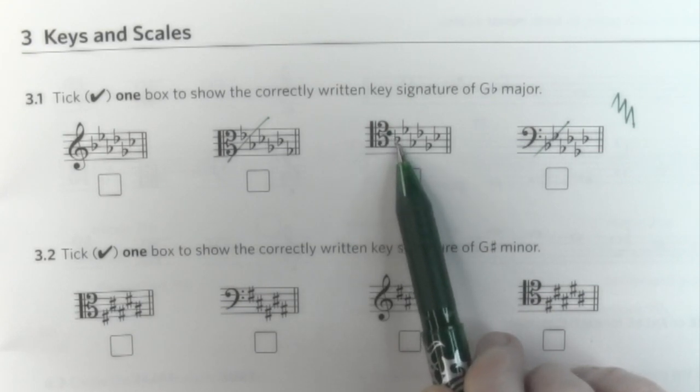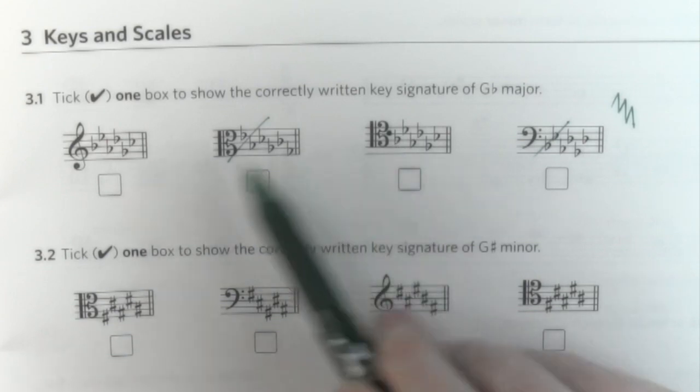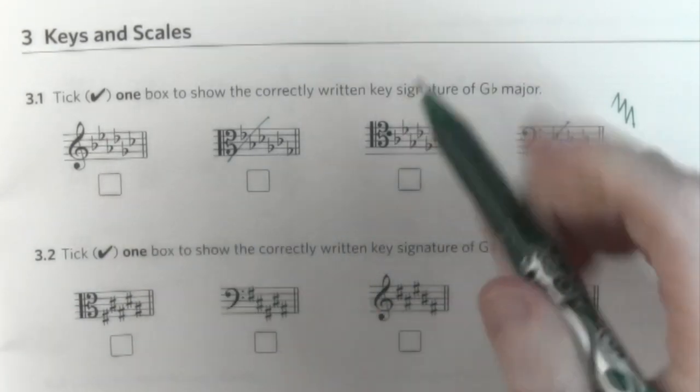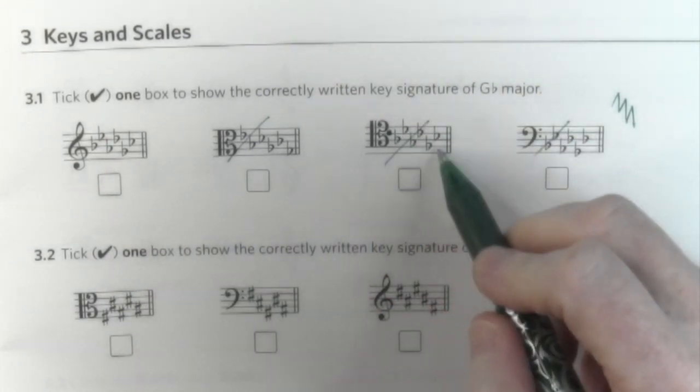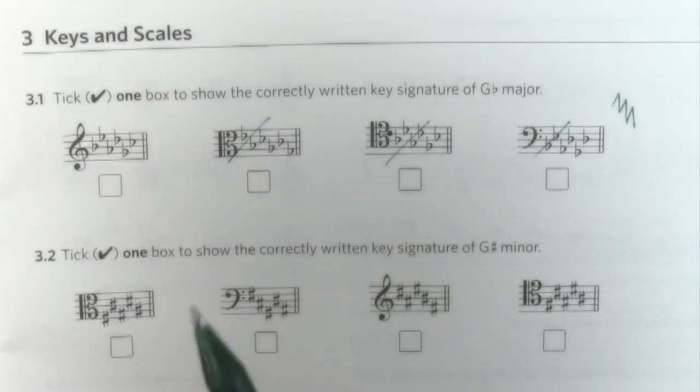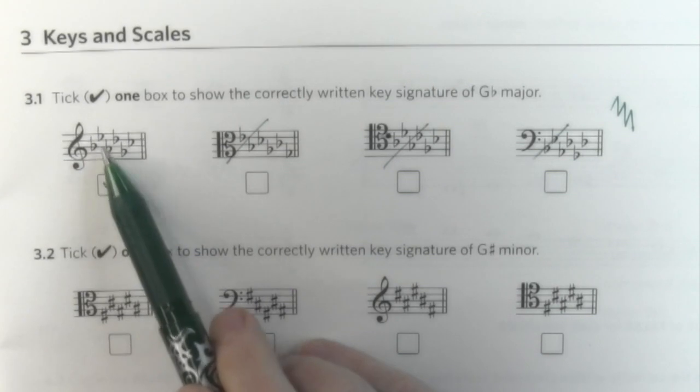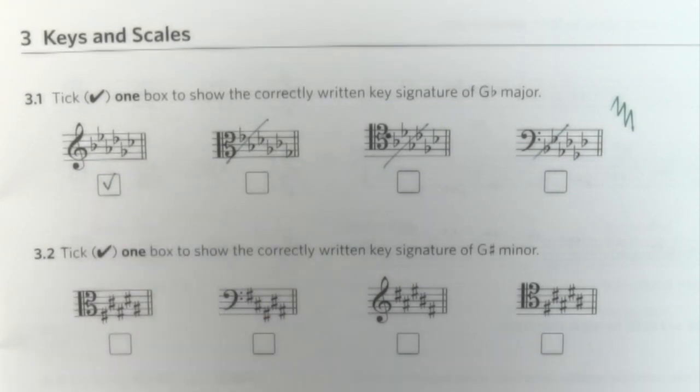In fact, this flat is written in treble clef. So this is incorrect because the flats have the wrong order. This is the correct answer, treble clef. Si, mi, la, re, sol, do, and fa is missing. This is the order of flats.